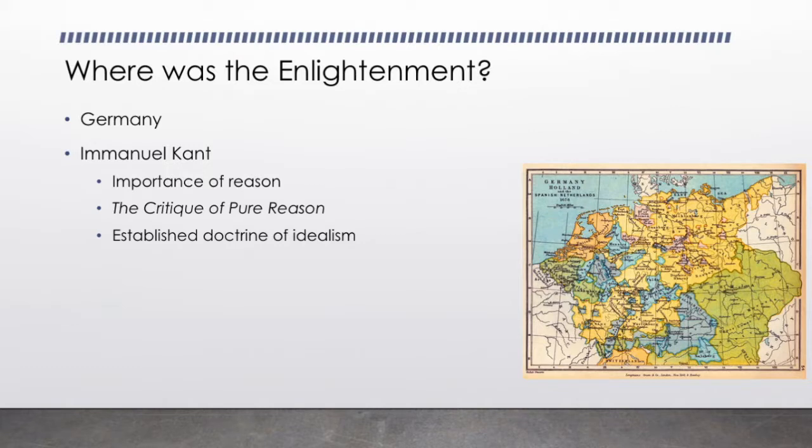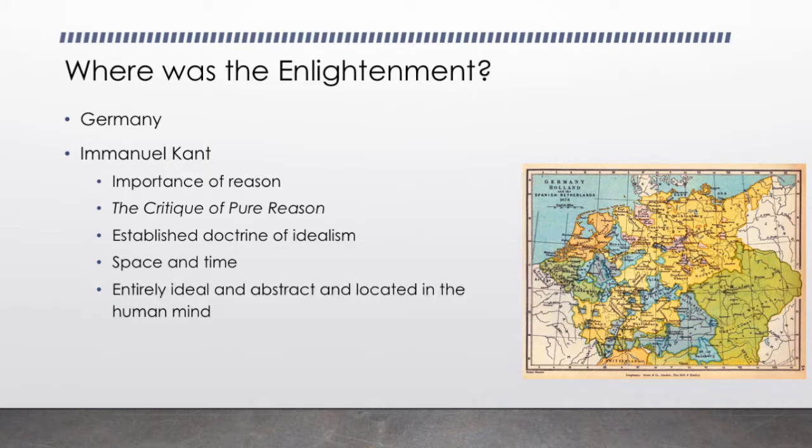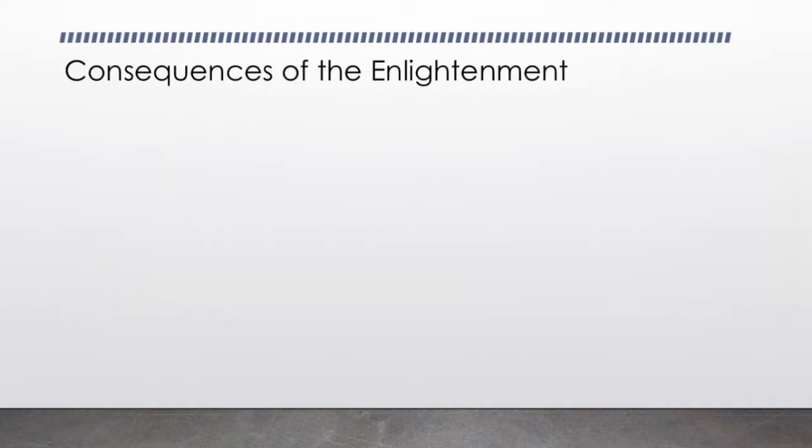Kant argued that ideas are shaped not only by sensory information, but also by the operation on that information of mental categories such as space and time. In Kant's philosophy, these categories of understanding were neither sensory nor supernatural. They were entirely ideal and abstract and located in the human mind.